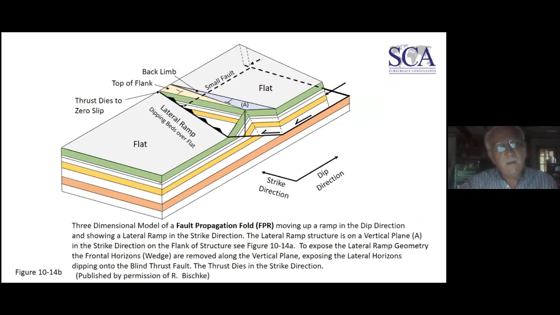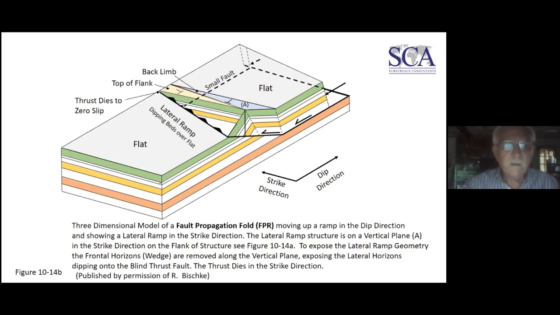Here we see a lateral ramp in 3 dimensions. And you can see here that the lateral ramp dies in the left direction. Right here, the fault dies, and the top of the lateral ramp is in the tan color. The back portion is in the green, and we remove the front limb to look at the thrust fault, which is sort of in the strike direction, but not perfectly.